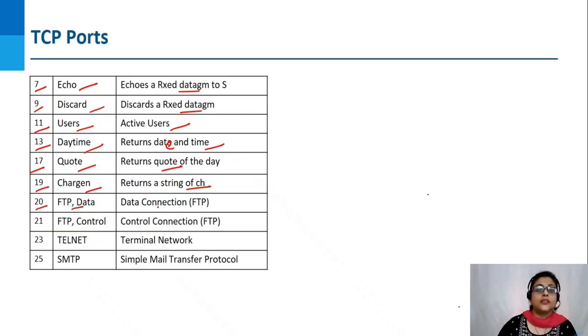20 is FTP data, which is used for FTP data connection. If you recall, FTP has two different connections. One is FTP data connection and the other one is FTP control connection. Control connection uses port number 21. Telnet or terminal network uses port number 23. SMTP or simple mail transfer protocol, it is basically the email that we normally use. It uses port number 25.